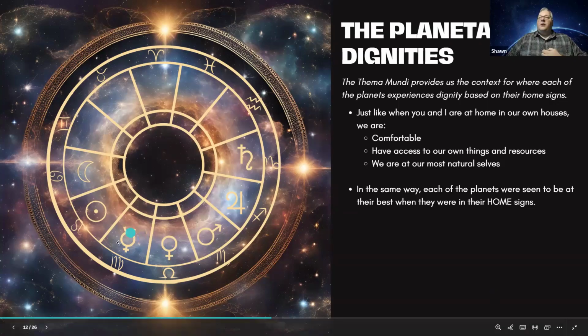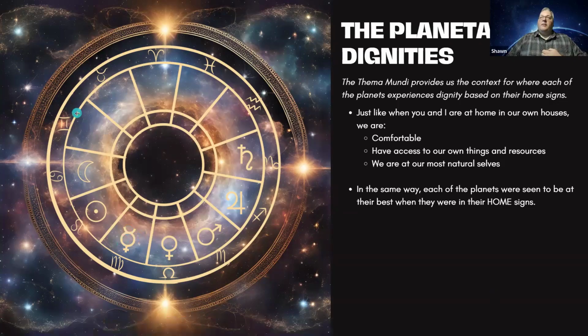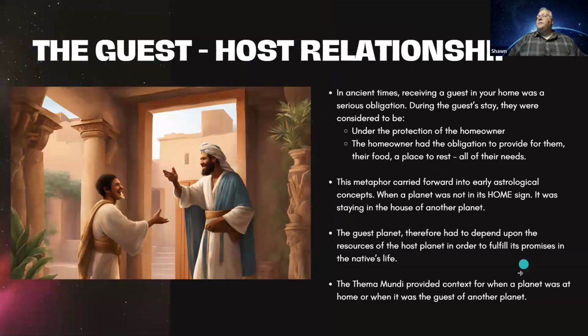So as we think about Mercury in its home in Virgo and Gemini, Mercury is going to be most relaxed in those two signs, its most natural self. When Mars is in Scorpio and Aries, the same is true. So this begins to lay the groundwork for us to understand when planets were most themselves and most well positioned to deliver on their natal promises. When they were not at home, that is another kind of condition, and we'll walk through that in just a moment.